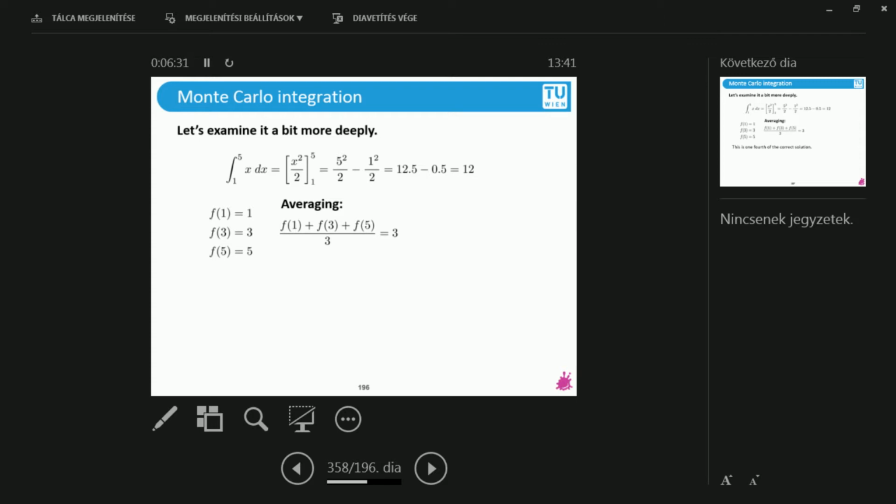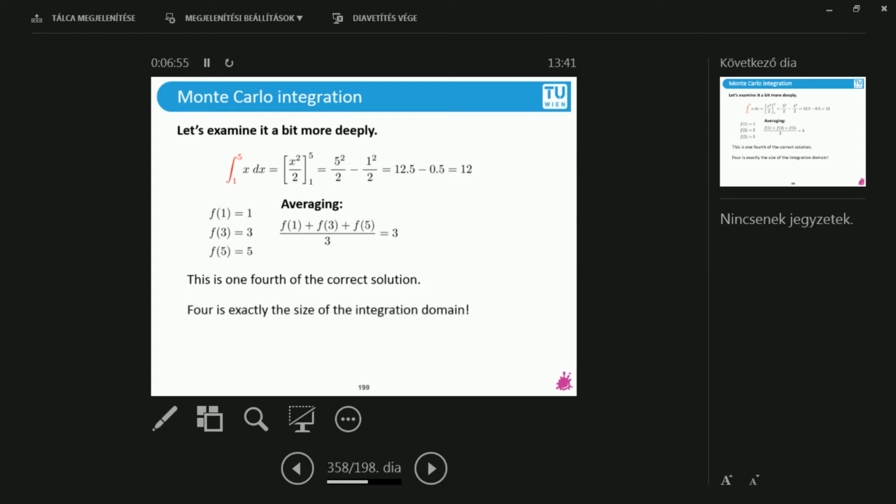But it shouldn't be that, right? Because the end result through analytic integration is exactly 4 times that. So something is definitely wrong with this Monte Carlo integration scheme. What we know is that 3 is exactly 1/4 of 12. So we see that there is a difference of a factor of 4. And if you take a closer look at the integration domain, then you will see that 4 is exactly the size of the integration domain. We are integrating from 1 to 5.